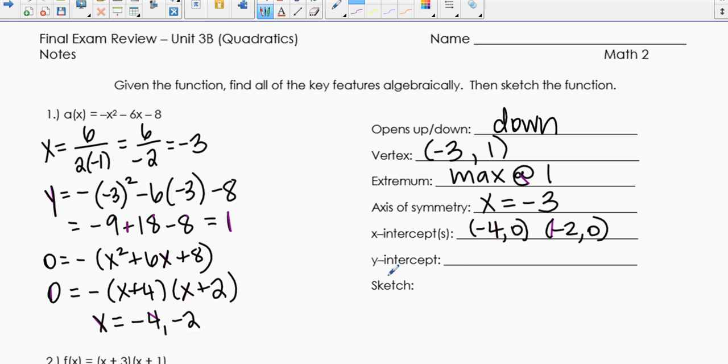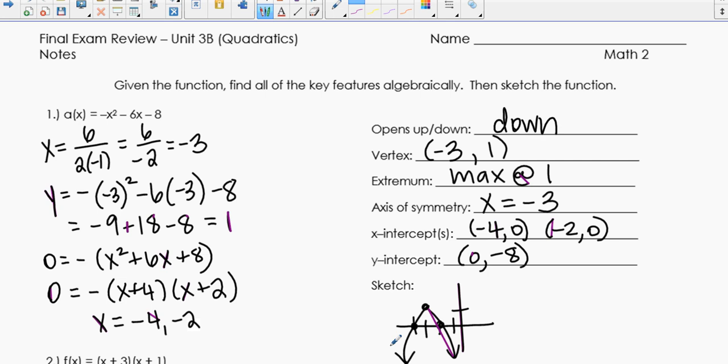Last but not least, your y-intercept is when x is 0. If x is 0 and you substitute that back in, you would end up at negative 8. Okay, draw a quick sketch and make sure that you're good to go. We are at negative 3, 1 for our vertex. X-intercepts are at negative 2 and negative 4, and your y-intercept is down there at negative 8.